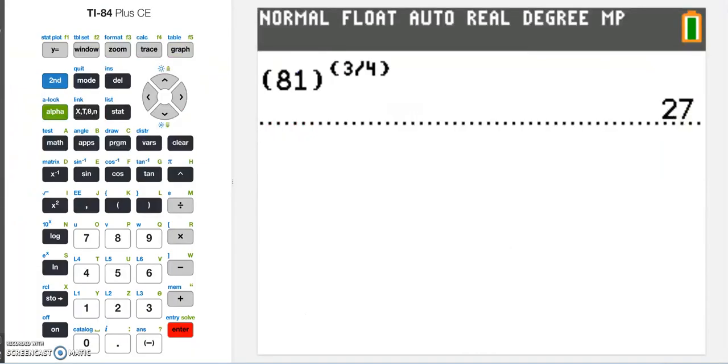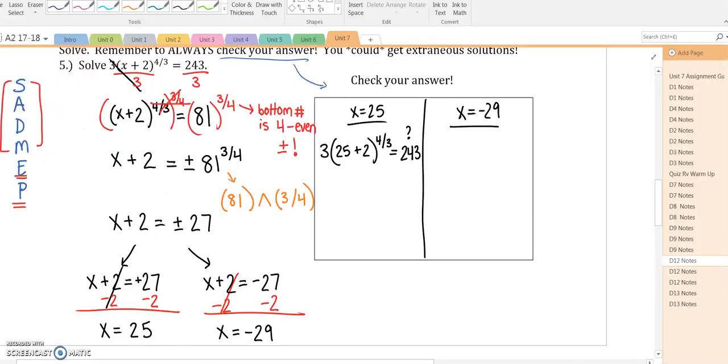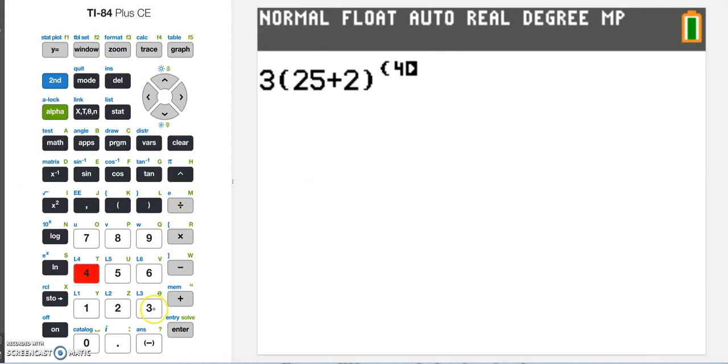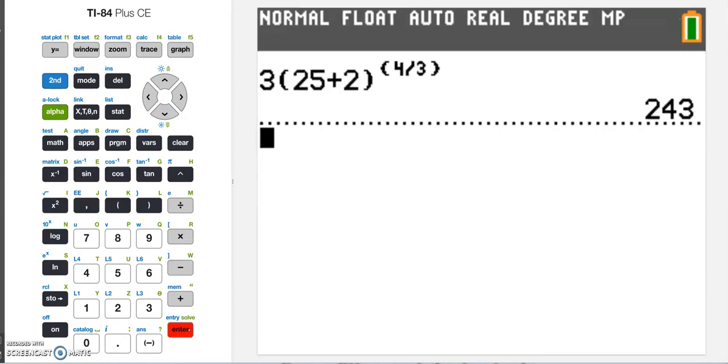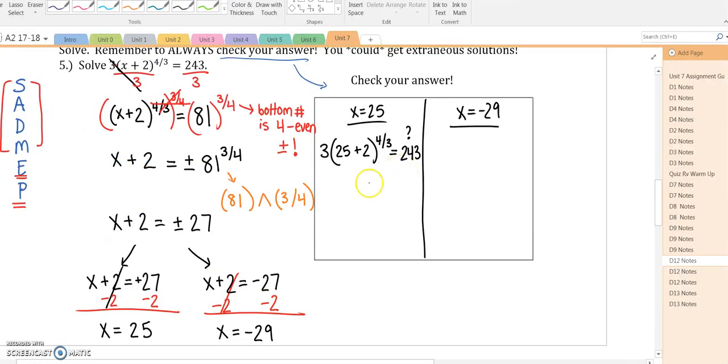So I'll type that in my calculator. 3 parentheses 25 plus 2, close parentheses, caret. Make sure you use parentheses around that fraction. Oops, what was it? 4/3. Not 43, 4/3. And I'll press enter and it gives me 243. That's what I wanted, so that one works, I'll circle it.